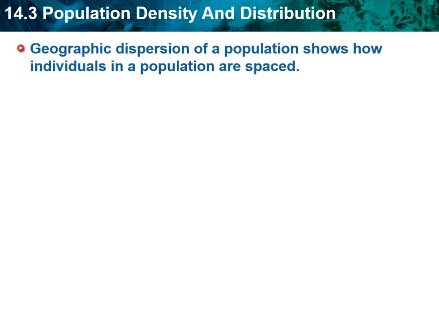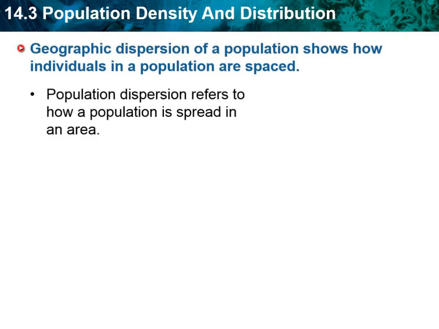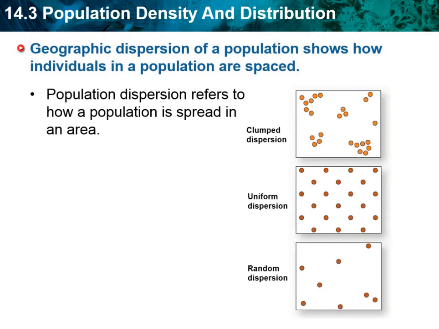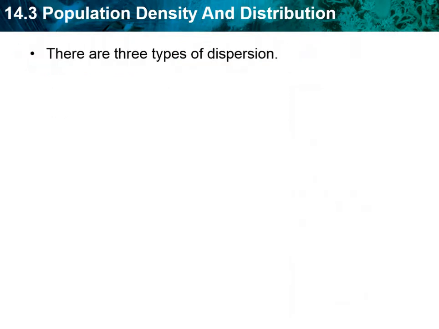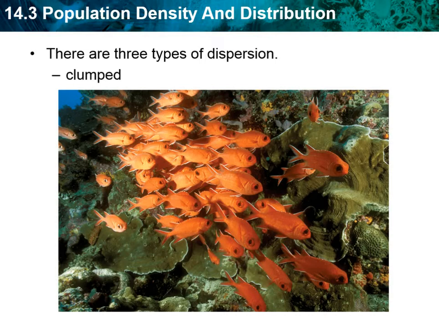When we talk about distribution or dispersion of individuals, that refers to how the individuals are spread out in a given area. There are a couple of ways that you can end up having a population spread out, and you see those listed along the side, but we'll look at some real examples of them here. The first one is clumped. Clumped, they're going to be in groups, like a school of fish, like you see in the picture there on the screen.